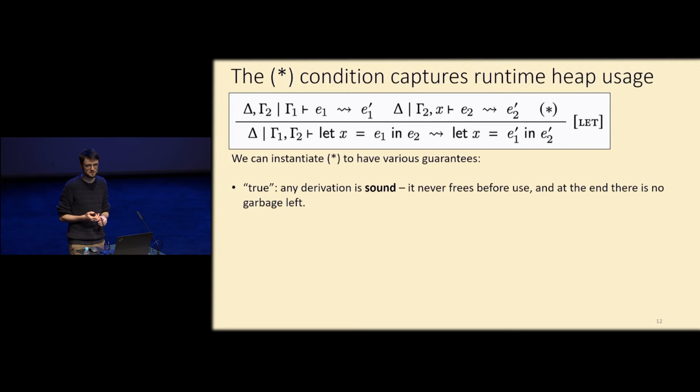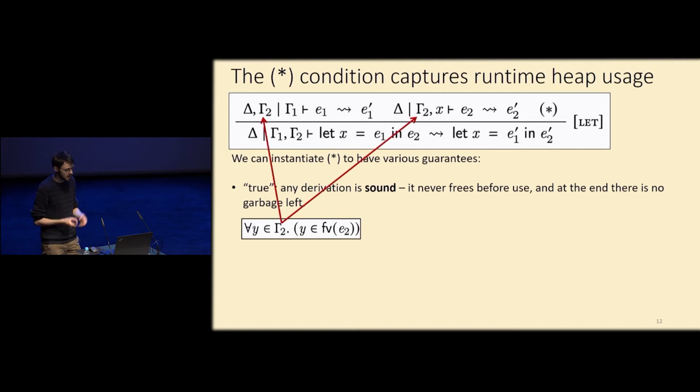And we can use the star condition to say precisely how the splitting of the context should happen. If we leave it unrestricted, then we'll certainly have a sound calculus. So this calculus will ensure that there will be no use of the freed areas, and at the end of the program, all garbage will be cleaned up. So there's no space leaks in that sense. However, we can also introduce the following rule.